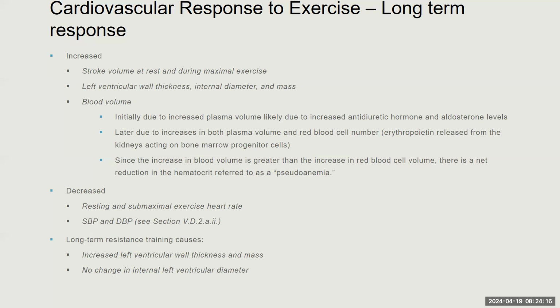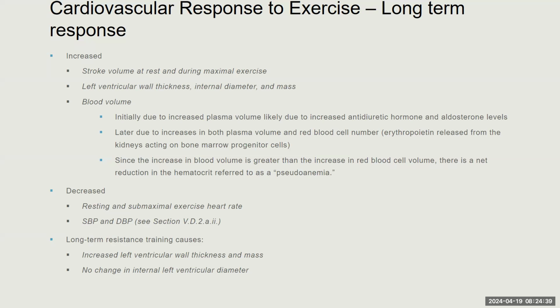Later on, your blood volume is going to increase due to both plasma volume and red cell number. So as you do a lot of aerobic exercise, you're actually going to have increased erythropoietin from the kidneys and have higher blood volume concentration. And since this increase in blood volume is greater than the increase in red blood cells, there actually is a net reduction in hematocrit, which is referred to as a pseudoanemia, which you can see in the numbers.